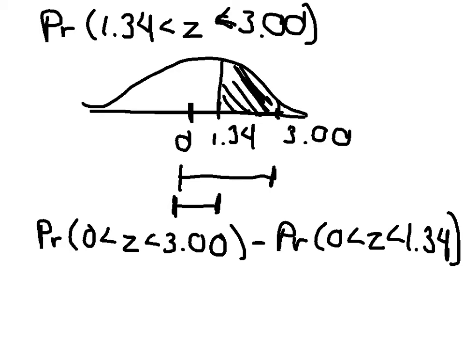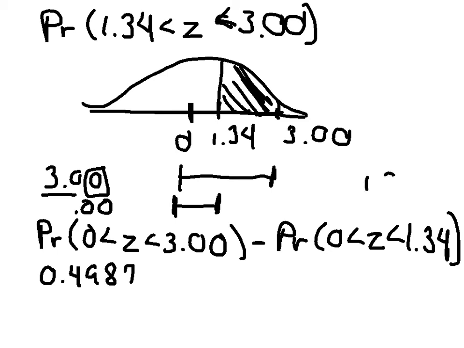So you're going to take the 3.0 and rip it apart. So you're going to have 0.00 as your column and 3.0 as your row. And when you look that up, you get 0.4987.